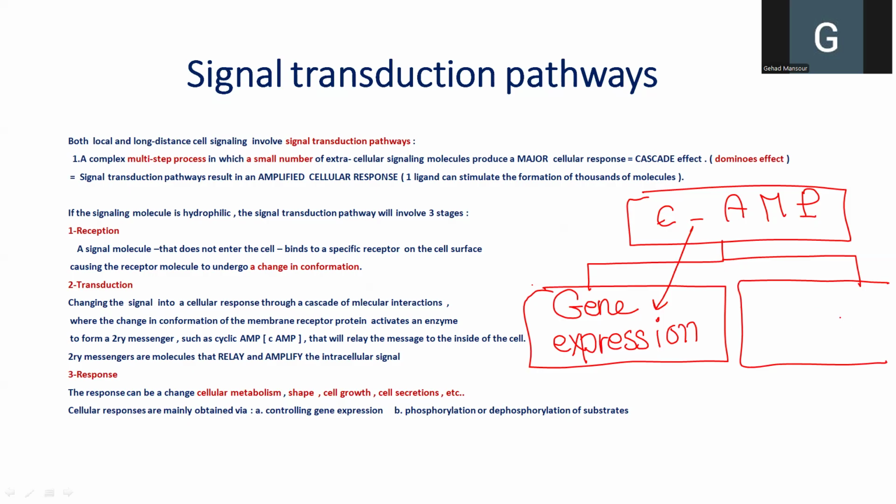But the second mechanism is away from DNA. This is by adding a phosphate group or removing a phosphate group from a substrate. If you add a phosphate group to a substrate, this is what we call phosphorylation. And if you remove a phosphate group, then this is what we call dephosphorylation. And we will see that some enzymes are activated or inactivated by phosphorylation, whereas other enzymes are exactly the opposite. So if enzyme A is activated by phosphorylation, enzyme B might be inactivated by phosphorylation.